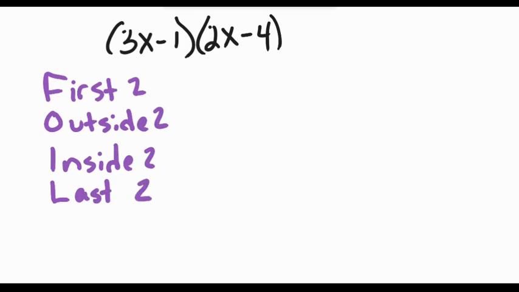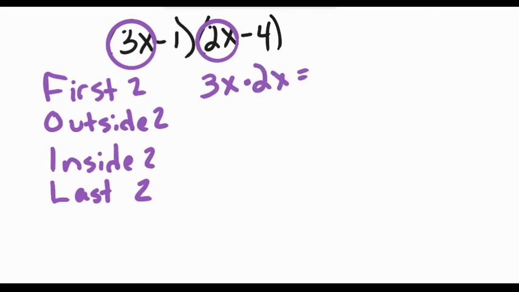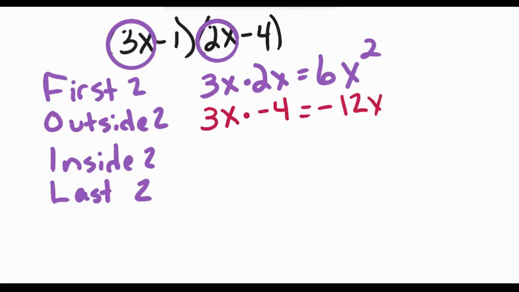So the first two terms for this problem would be 3x and 2x, and we would multiply them. So we would do 3x times 2x, and we would get 6x squared. Remember that x times x would be x squared. I have a lot of kids that have trouble with that. The outside two would be 3x and negative 4. So we're going to do 3x times negative 4. And when you multiply that, you would get negative 12x, because 3 times negative 4 is negative 12, and then you just have x.